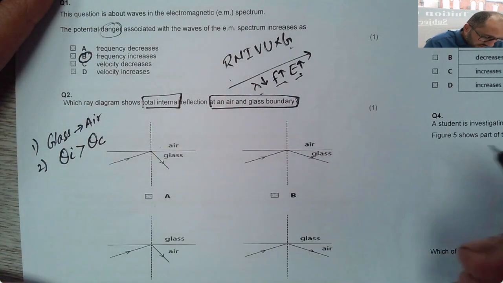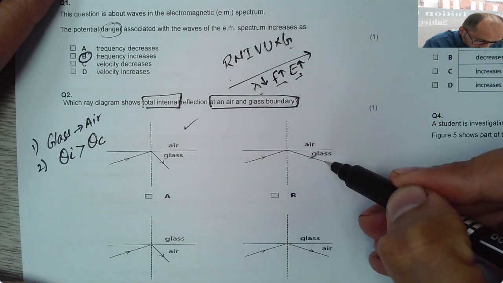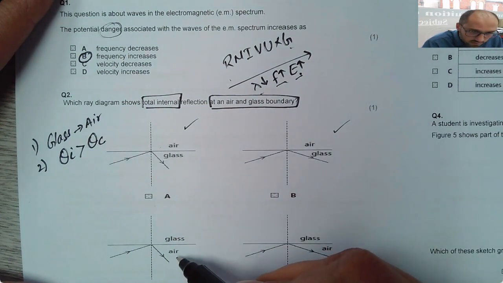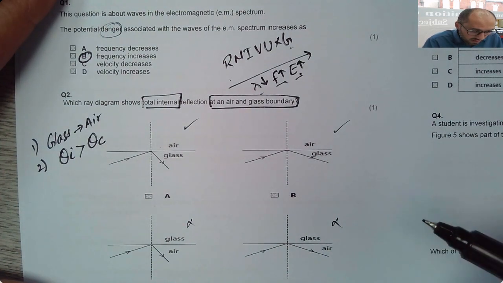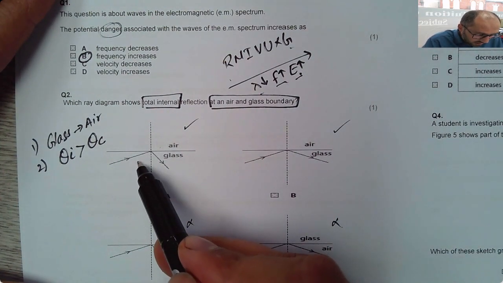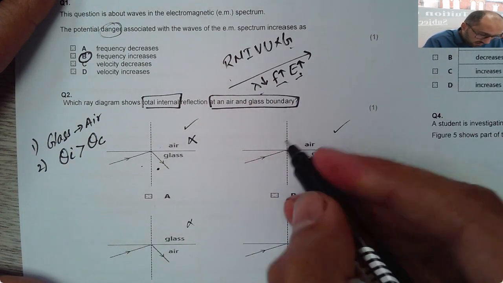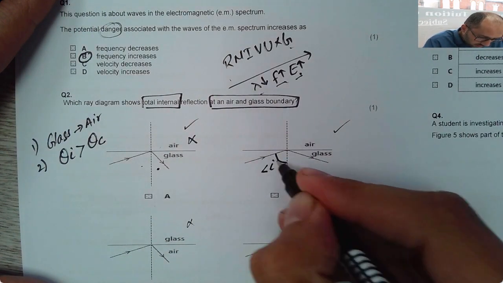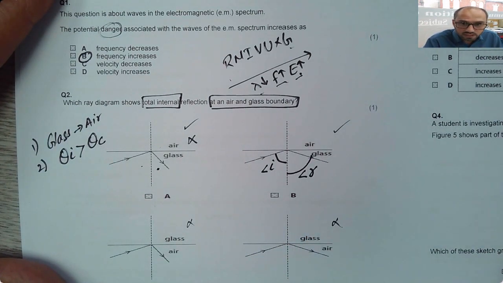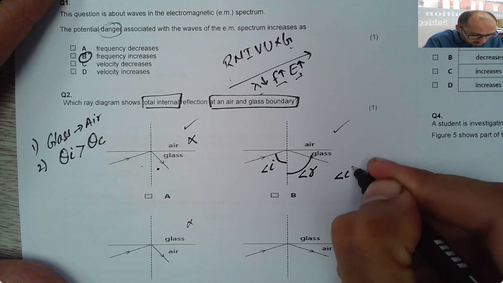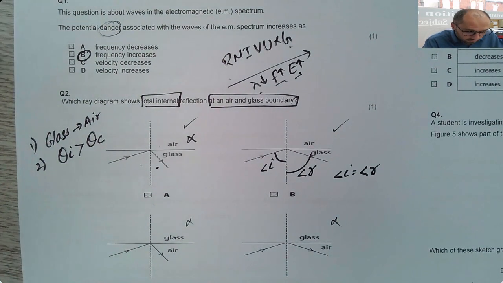Therefore, in this case, I can see it travels from glass to air. This is fine. Here it is traveling from air to glass. This is wrong. Now let's quickly have a look at the options available. In this case, the angle I is not the same as angle R, so this is wrong. In this case, this is my angle I and this is my angle R. When total internal reflection takes place, your angle I will always be equal to angle R because the law of reflection will apply.